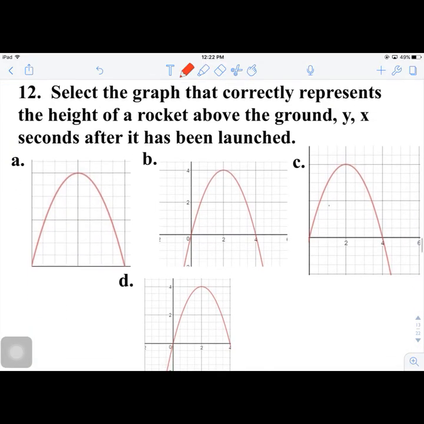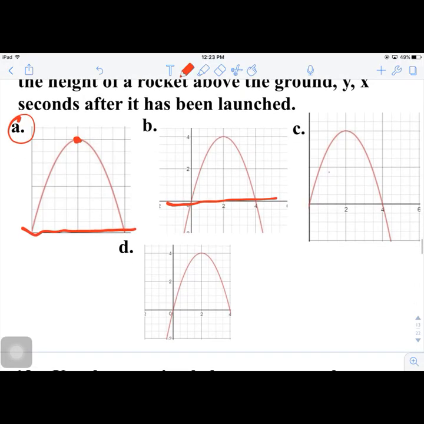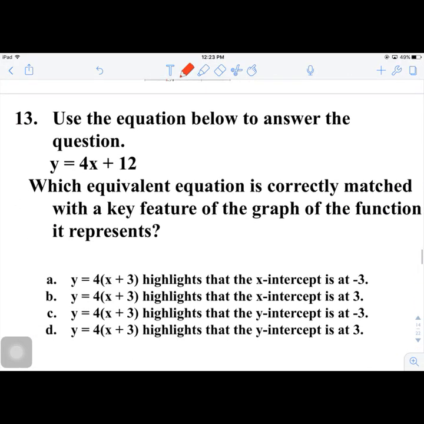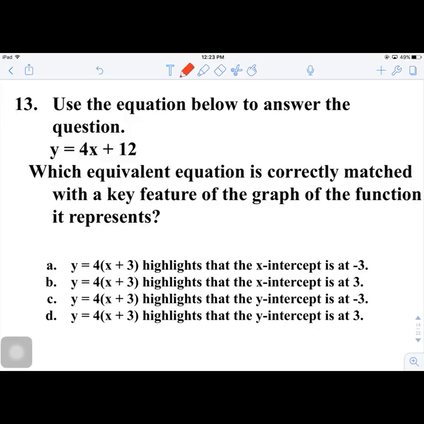And number 12, select the graph that correctly represents the height of a rocket above ground. We can see that of all of the graphs, if this is the ground right here, the one that makes most sense is going to be A, because this is where you can tell the height for the rocket above ground. So the answer is A, and that takes us to the last question for today.